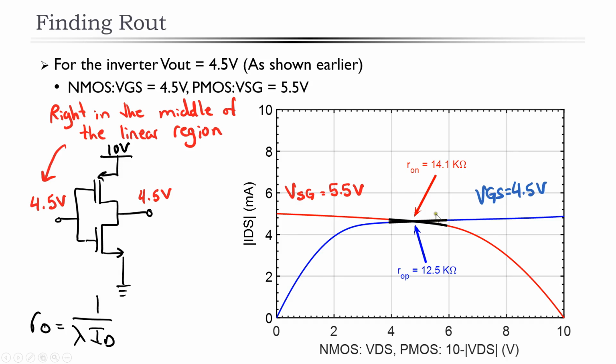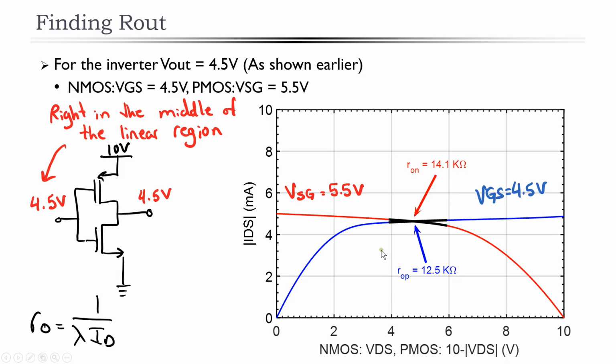Now what we need to do is take the slope at that point, and that will correspond to the output resistance. So again, we've done a DC characteristic here of the transistor, and by taking the slope, we're getting the small signal parameter. So in that small region around the operating point, it's acting like a resistance, and we calculate the slope. So for the NMOS, the resistance is 14.1 kilo ohms, and for the PMOS, it's 12.5 kilo ohms.